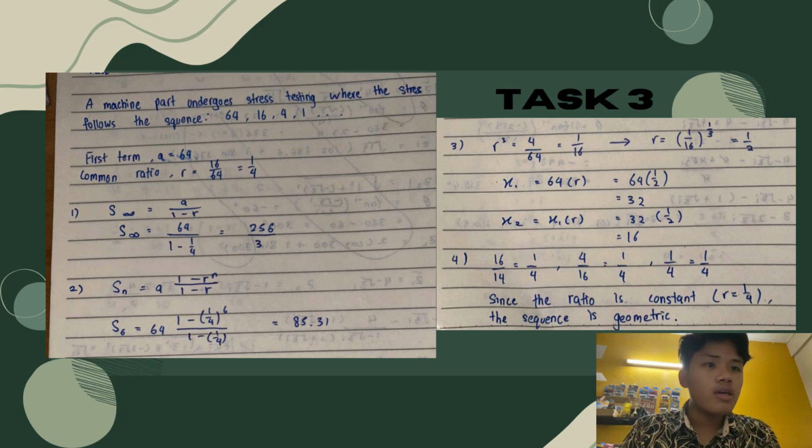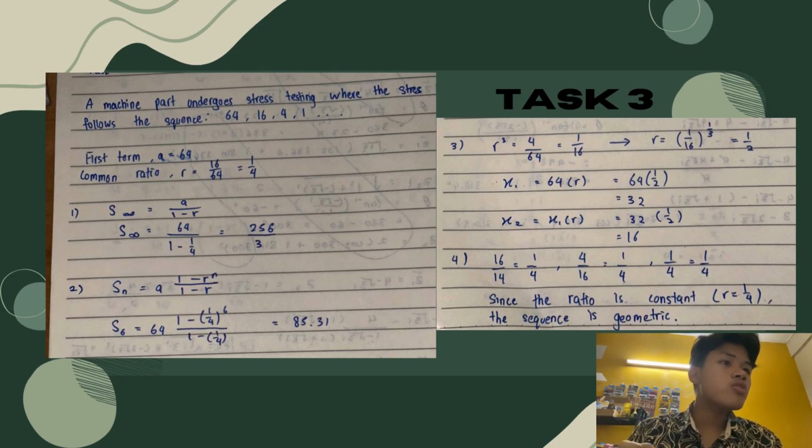Okay, we get S6 equals 64 times (1 minus (1/4) to the power of 6) over (1 minus 1/4). We get 85.31. Okay, for question 3, insert 2 geometric means between 64 and 4.